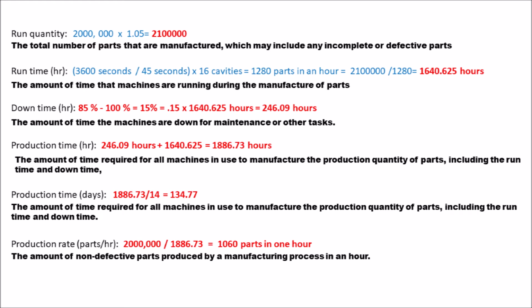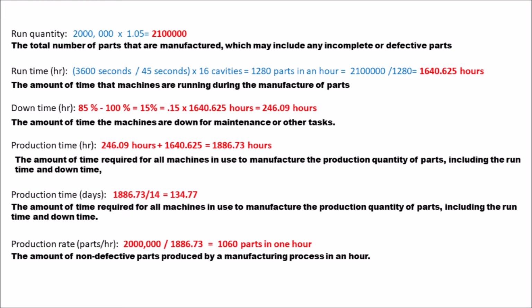Run quantity, 2 million multiplied by 1.05 equals 2,100,000. This is the total number of parts that are manufactured, which include any incomplete or defective parts. Runtime hours, 3,600 seconds divided by 45 seconds, multiplied by 16 cavities equals 1,280 parts in an hour. 2,100,000 divided by 1,280 equals 1,640.625 runtime hours. This is the amount of time that machines are running during the manufacture of parts.